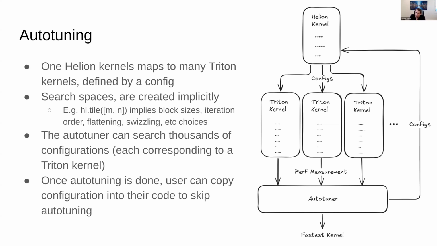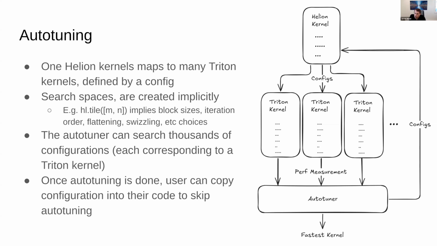So the auto-tuning process is that you have this search space, and the other big difference from Triton is that the search space is created implicitly. In Triton, the user has to explicitly list every single config that's going to be tried, and it's hard to come up with which configs are good to try. Any choices in that search space need to be defined manually. With Helion, it's all implicit. If you write an hl.tile construct, that implicitly defines a search space over block sizes, iteration orders, etc.